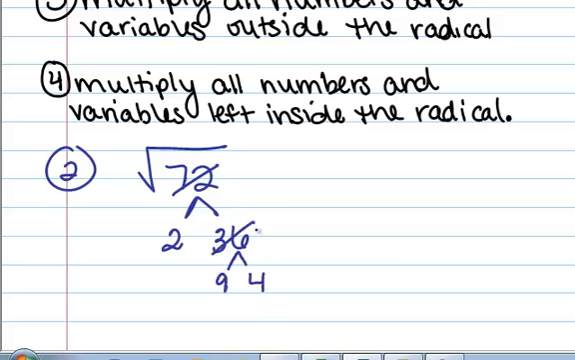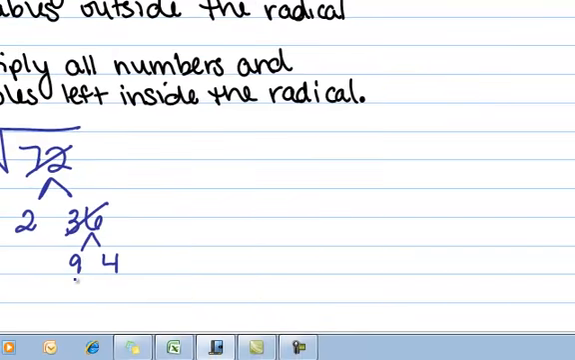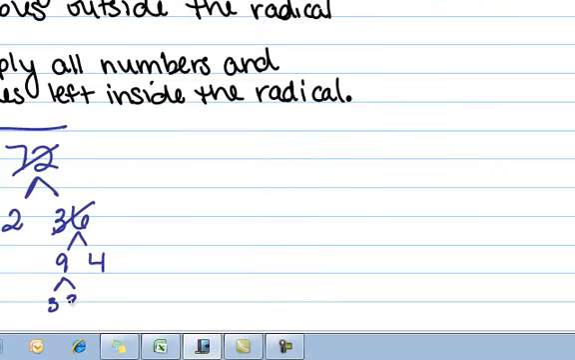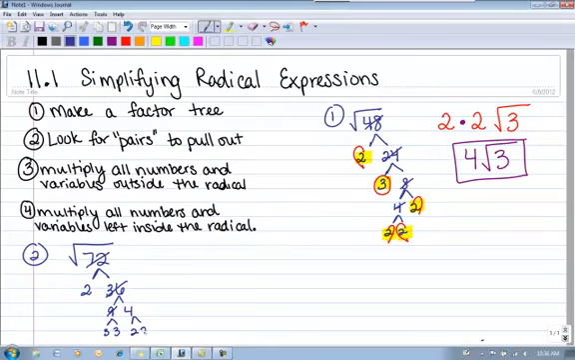And I'm going to cross off the 36. The 9 can be broken down into 3 and 3. And the 9 is done. And then the 4 can be broken down into 2 and 2. And the 4 is done. So now I look at my stems, and at the stem I should have 1, 2, 3 2s and 2 3s.